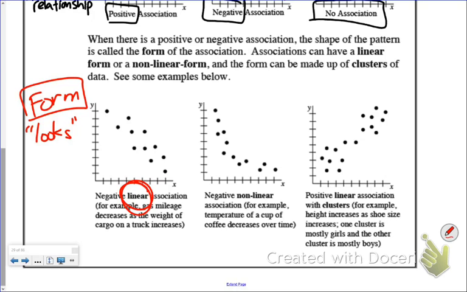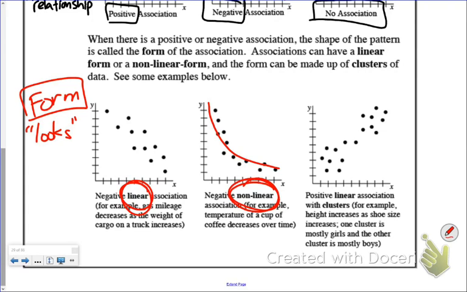Well, linear is one way you can describe the way it looks, its form. The next word is nonlinear. Write that down. Why do we call it nonlinear? Because if I look at this second graph right here, it looks like it's curving. That's the form. It looks that way. So we call it nonlinear.